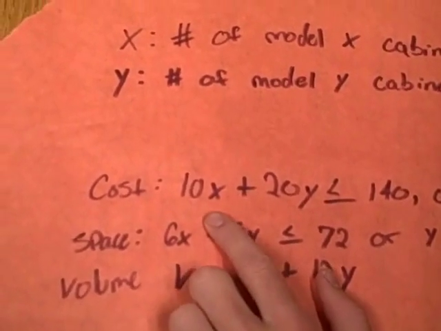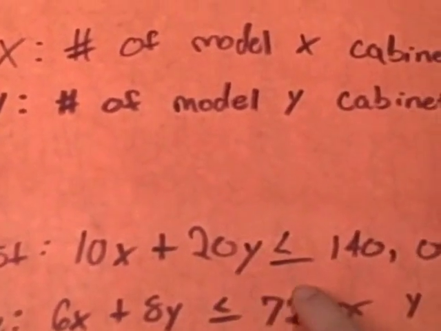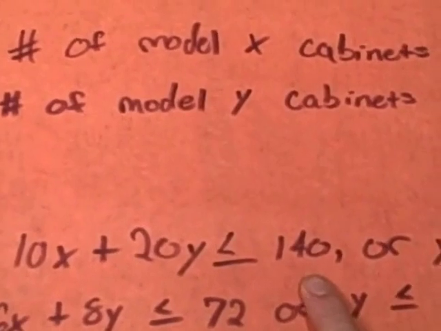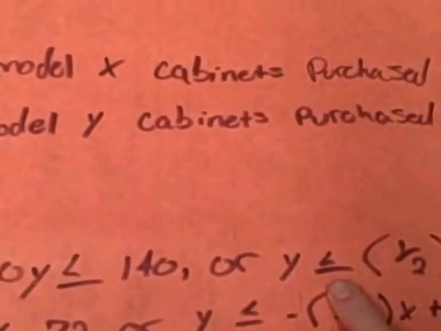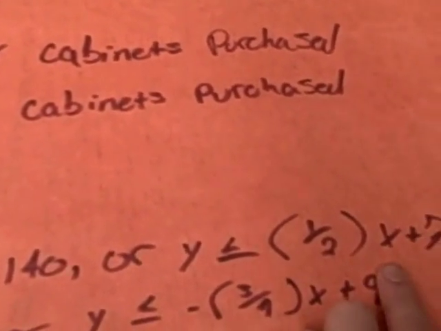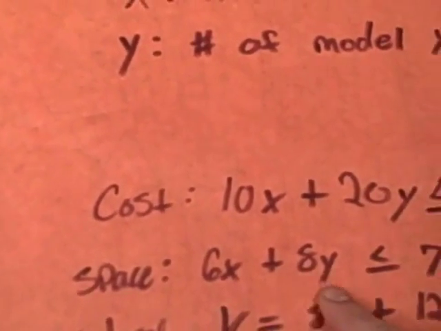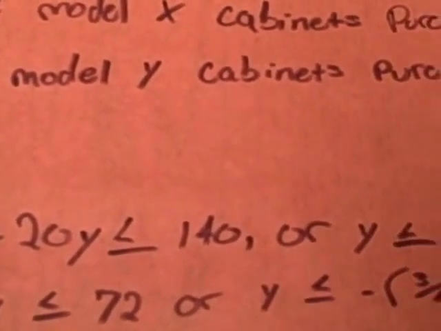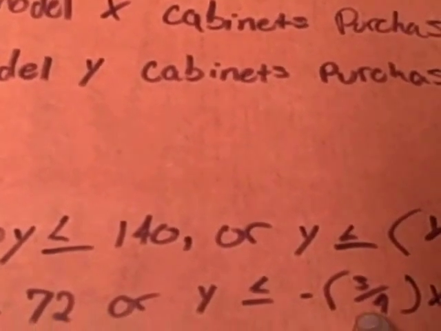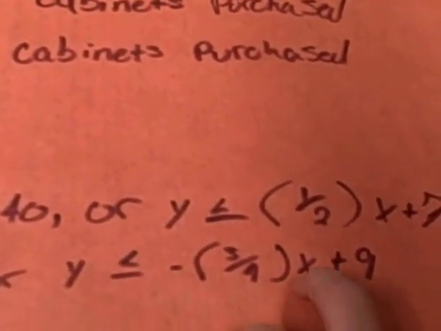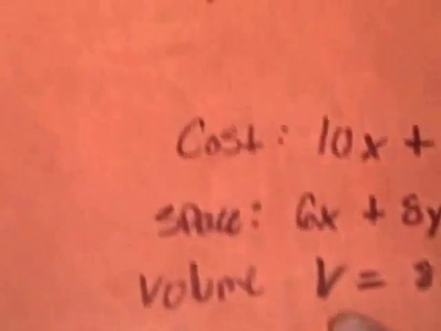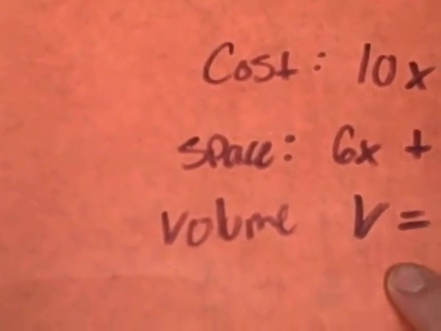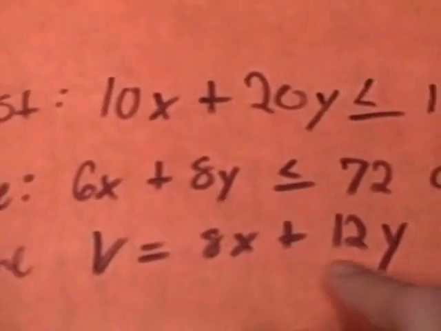My first constraint is cost: 10x plus 20y is less than or equal to 140, or y is less than or equal to negative 1/2 x plus 7. My second one is space: 6x plus 8y is less than or equal to 72, or y is less than or equal to negative 3/4 x plus 9. And my volume, which is my optimization, is V equals 8x plus 12y. Okay? So we're just going to graph that out.